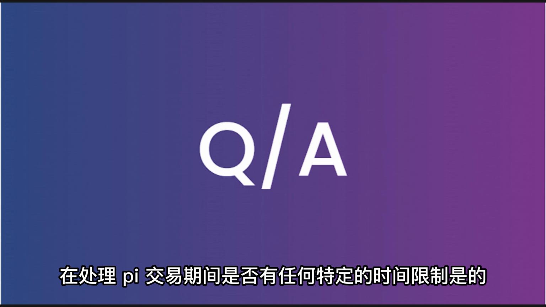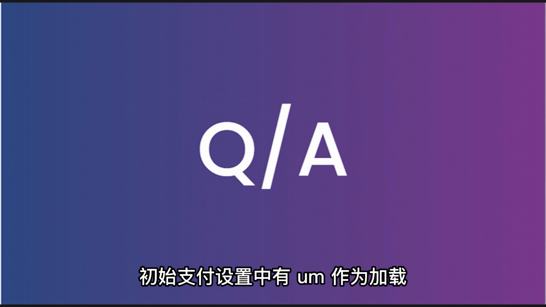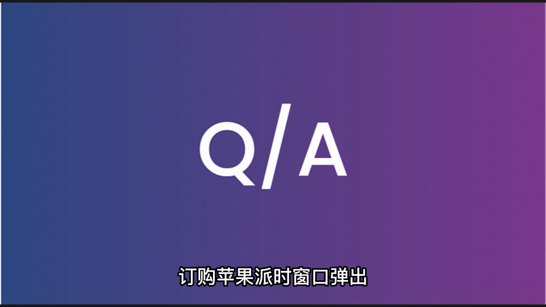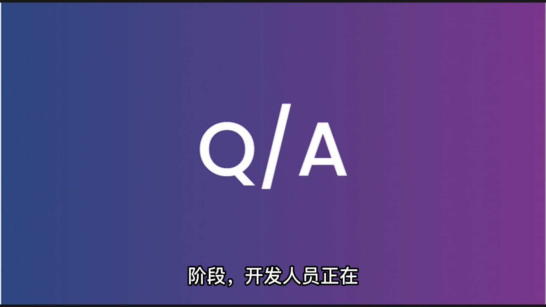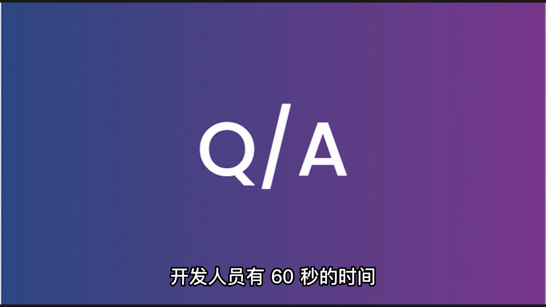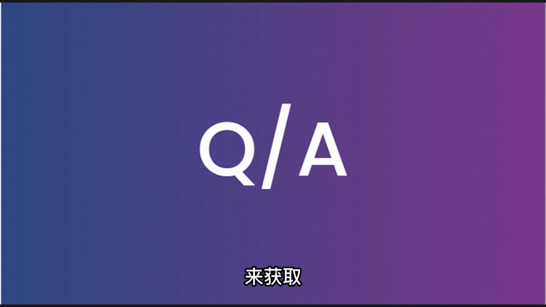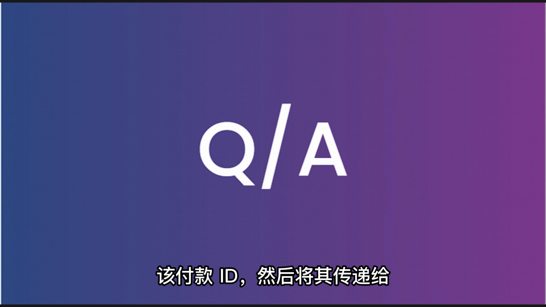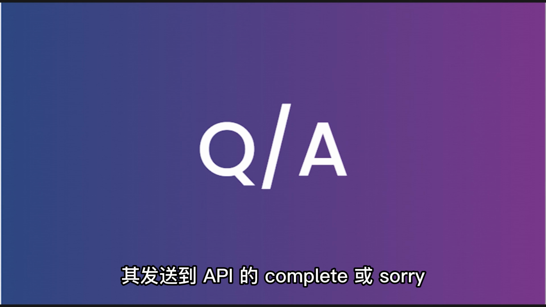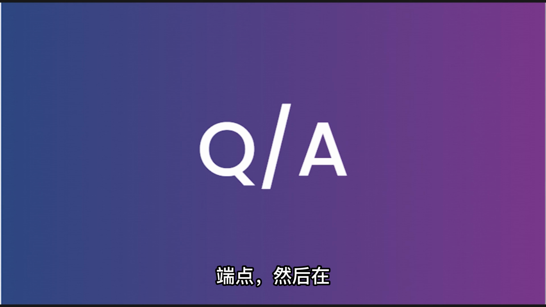Yes, there are. In the initial payment setup, the loading screen, when the user first clicks order an apple pie, the window pops up with the loading screen, and at that stage, the developer is creating the payment in tandem with the Pi servers. And the developer has 60 seconds in order to get that payment ID and then pass it to their backend and send it to the approve endpoint of the API.